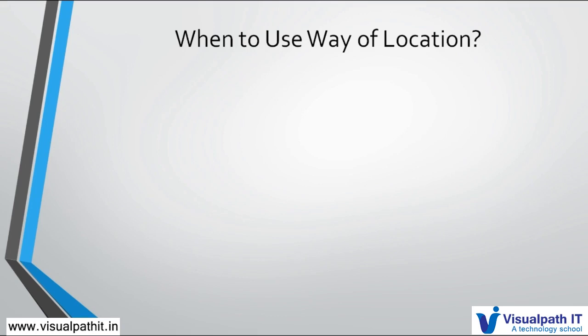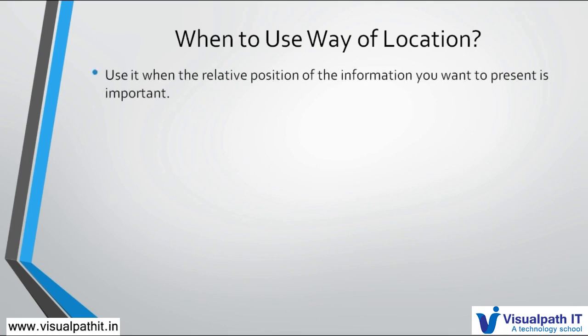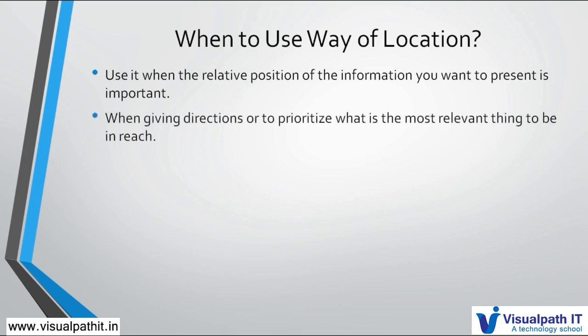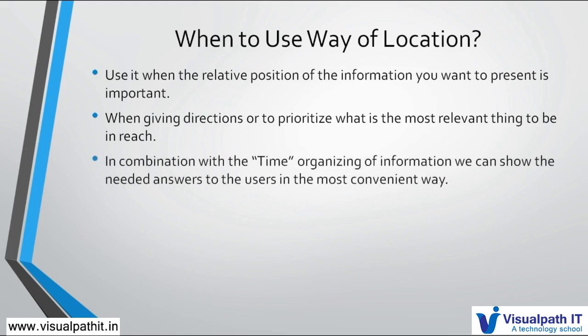Next, when to use the way of location. Use it when the relative position of the information you want to present is important. Then, when giving directions or prioritizing, what is the most relevant thing to be in reach? In combination with the time organizing of information, we can show the needed answer to the user in the most convenient way.